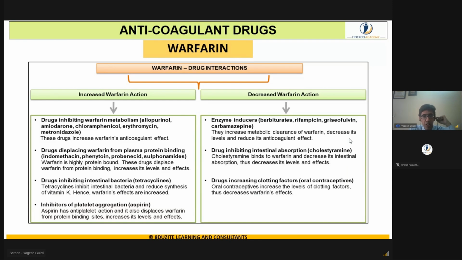These are more than sufficient for clearing most of the exams. Barbiturates, rifampicin, griseofulvin, carbamazepine. They are enzyme inducers. They'll induce the enzyme, increase the breakdown of warfarin, warfarin level goes down. Second, any drug which inhibits the absorption of warfarin. Warfarin is absorbed orally, we talked. So anything which decreases the oral absorption, for example, cholestyramine, will decrease the level of warfarin.